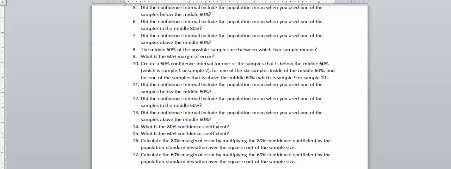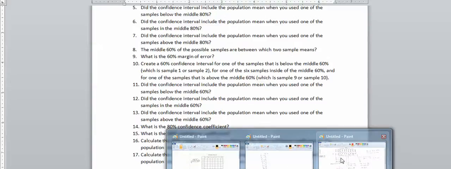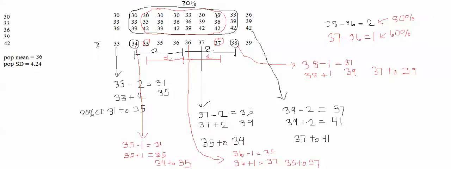If you're creating an 80% confidence interval, it'll only work if the sample comes from the middle 80%, from the black circle. If you're creating a 60% confidence interval, it only works if it comes from the middle 60%, meaning it'll only work if it comes from the red circle. Next questions ask about the confidence coefficients.